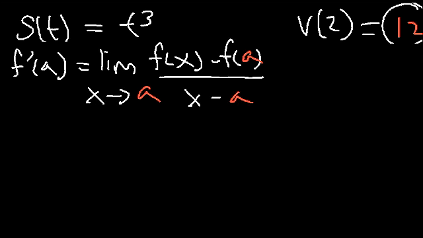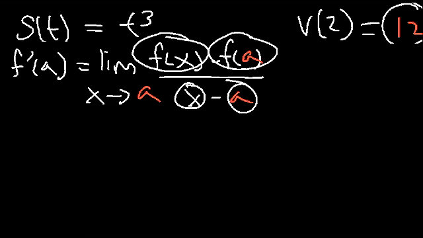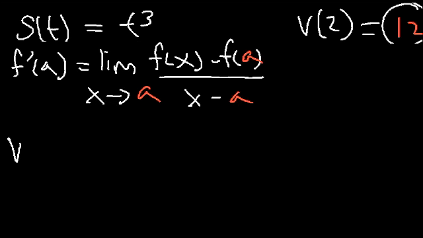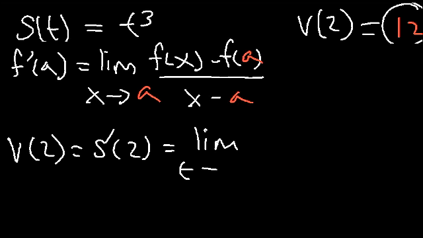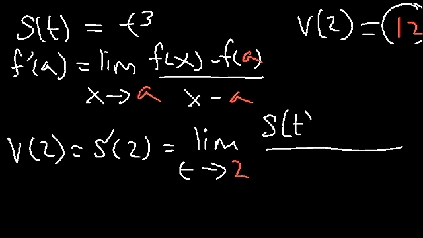So in this case, instead of f of x, this is really going to be s of t, and this is s of a over t minus a. So we can adjust the formula. So we could say v of 2, which is the same as s prime of 2, that's the limit as t approaches 2 for the function s of t minus s of 2 divided by t minus 2.